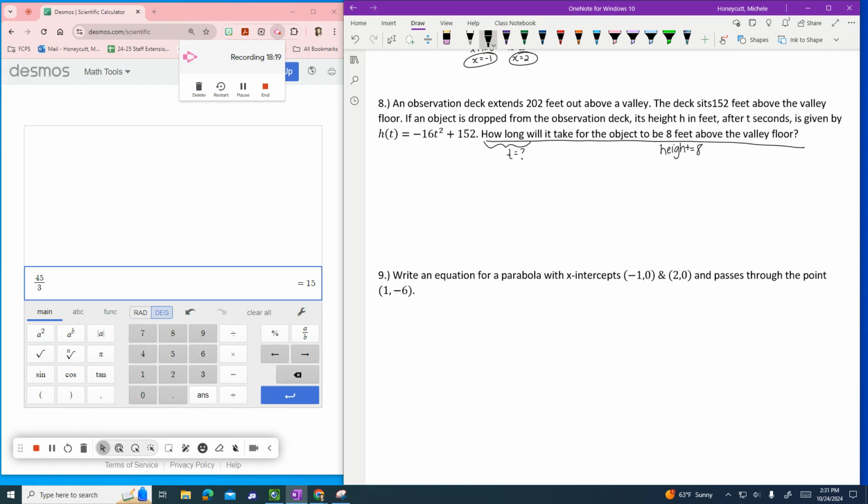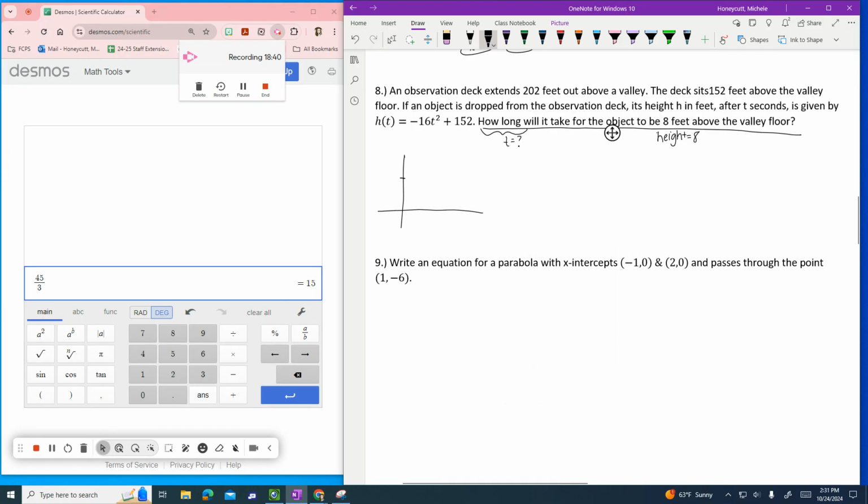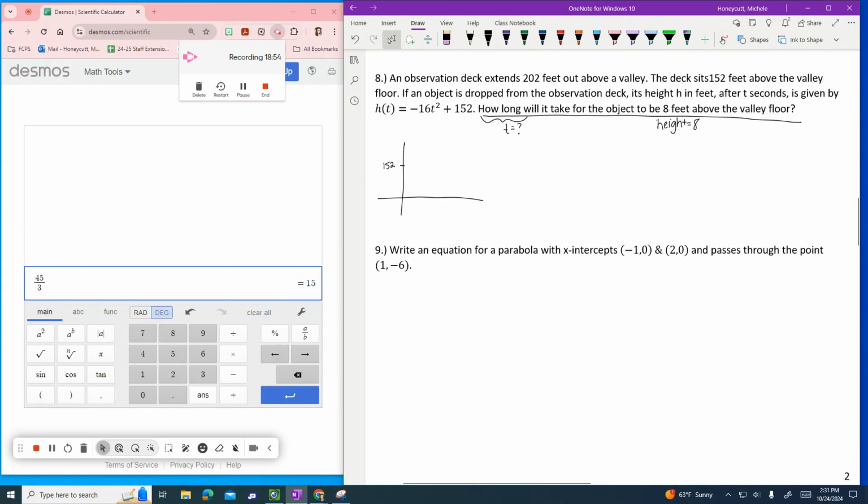An observation deck extends 202 feet out above a valley. The deck sits 152 feet above the valley floor. If an object is dropped from an observation deck, its height in feet after t seconds is given by that. So if I look at the height, it is a quadratic equation. The y-intercept is 152. It's a parabola that's shifted up, like that.